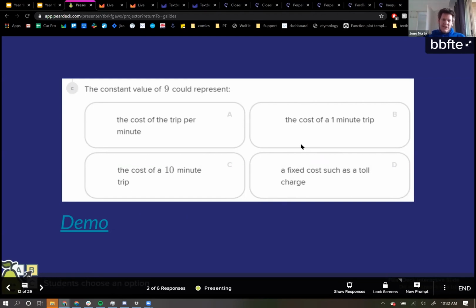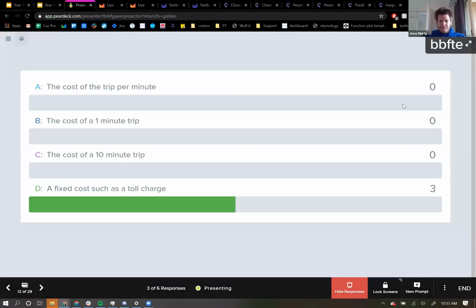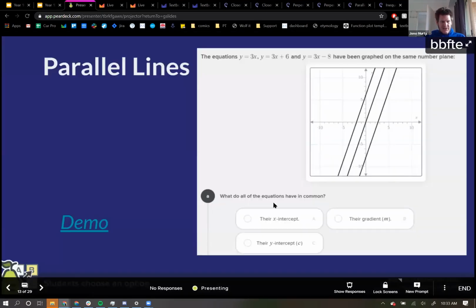Another situation could be on a toll road, perhaps. You might pay a charge to use the road, maybe $3.50, and then you might get charged per kilometre you drive. So it might be $3.50 to enter the motorway, and then you are charged maybe 30 cents per every kilometre you drive. Yep, so let me just quickly show. All chosen the correct answer, a fixed cost, such as a toll charge. Awesome. All right, let's move on to parallel perpendicular lines. Halfway through the lesson, so the timing's working well.